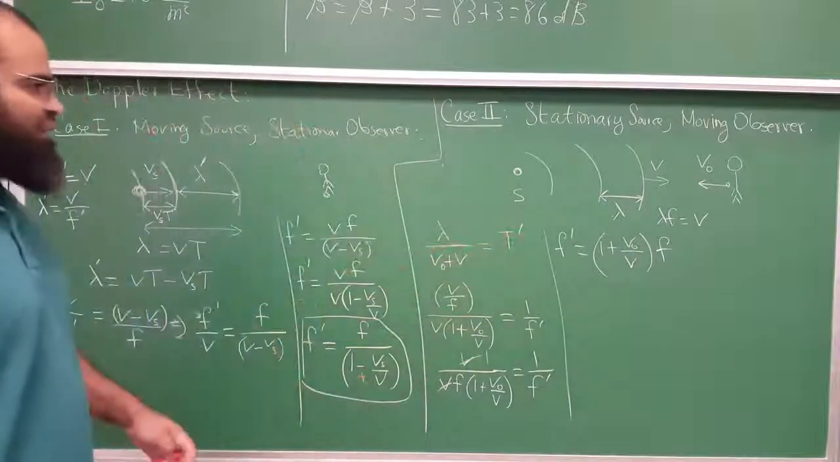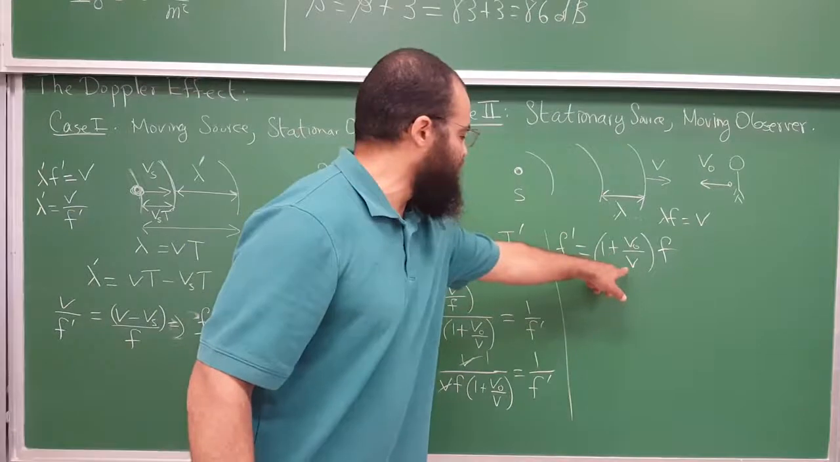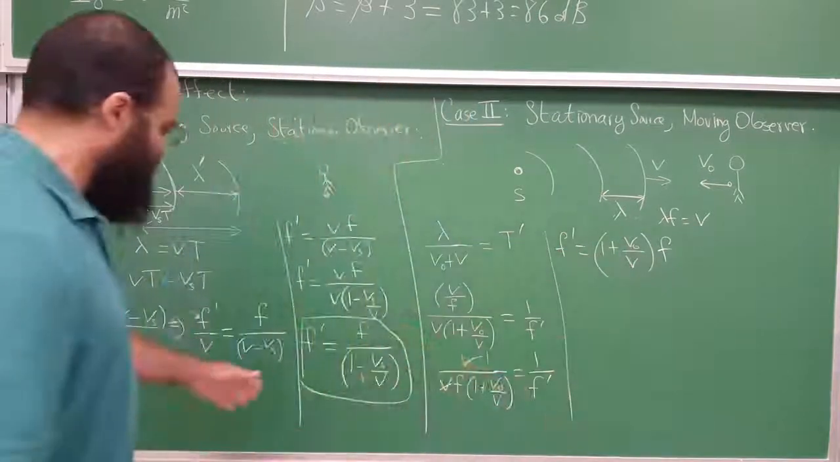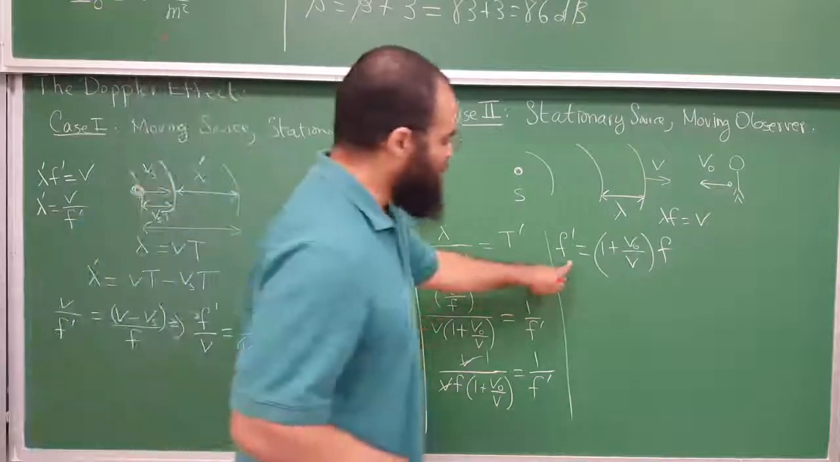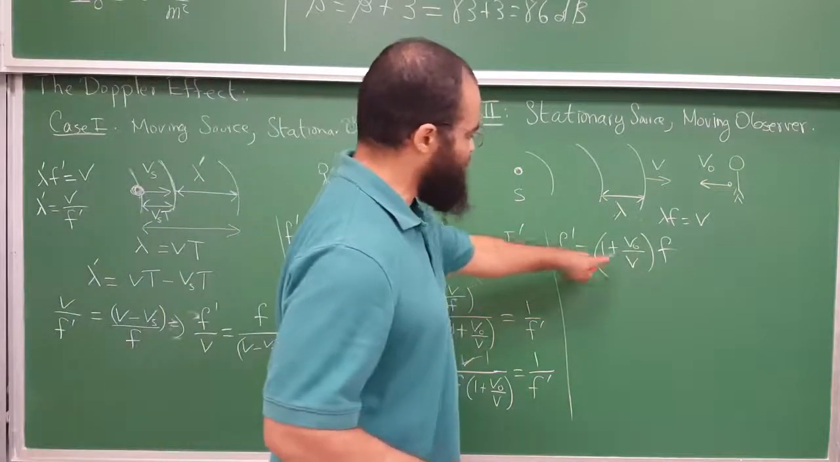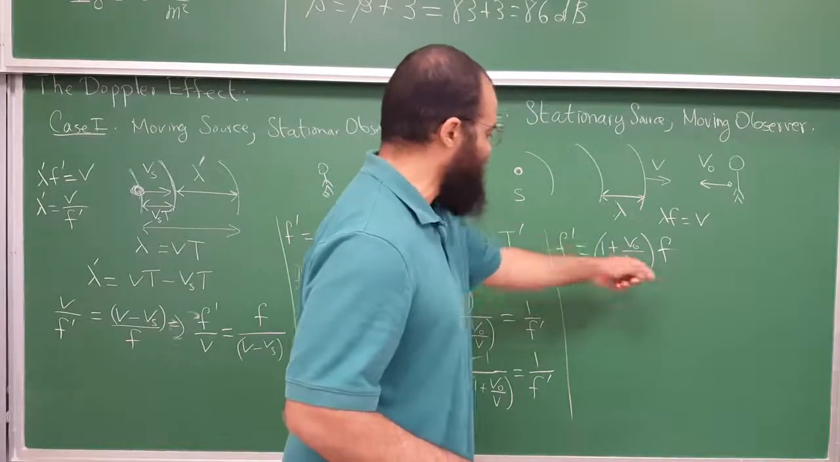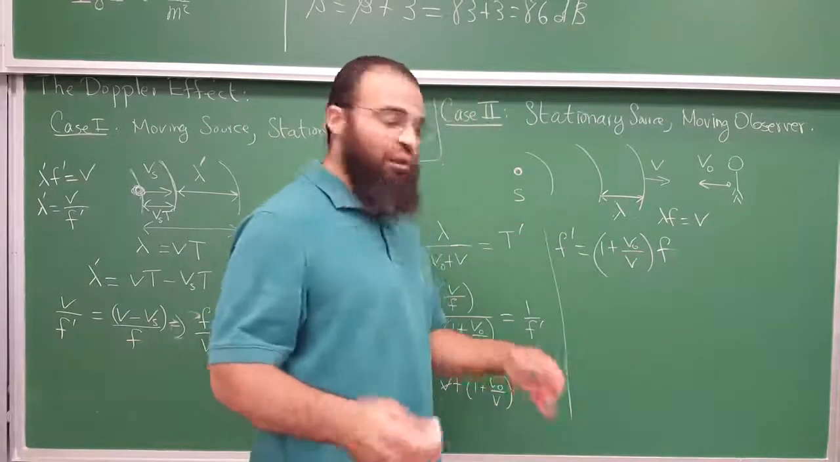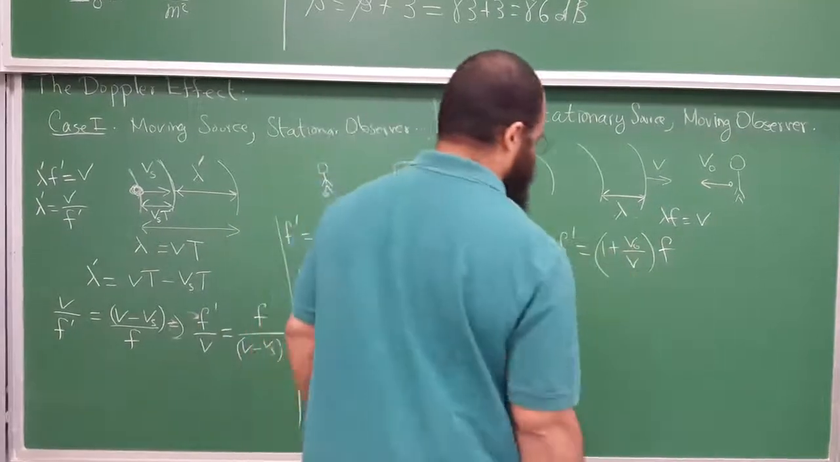That's that. So when the observer is moving, this 1 plus v0 over v comes on the numerator. When the source was moving, it came on the denominator. Now, if the observer is moving toward the source, you have the plus sign, because it's on the numerator, it would be 1 plus something times f, that makes the frequency larger, higher pitch. If the observer is moving away, then you would have the minus sign.